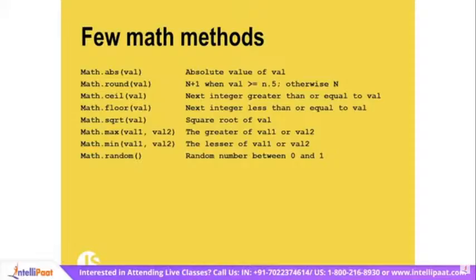Okay, so absolute value, round, ceil, floor, square root, max, min, and random. So I'll be using some of these moving forward. Just be aware that this is what they do.